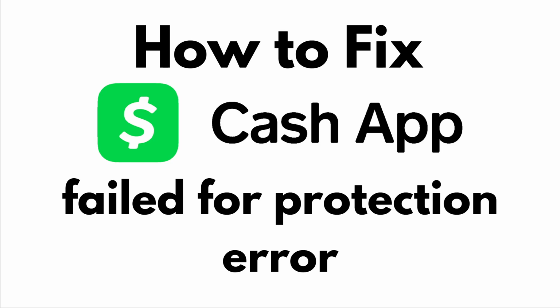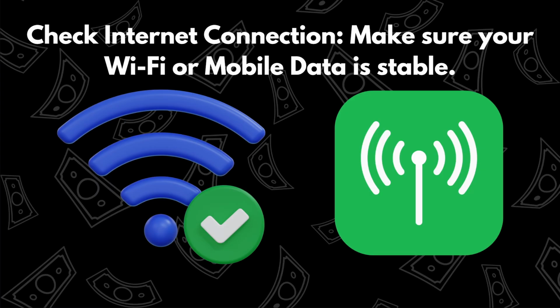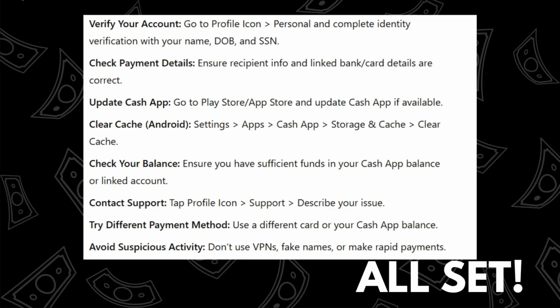So for today's video, I will be teaching you how to fix your Cash App "failed for my protection" error. So first, check your internet connection and make sure that your Wi-Fi or mobile data is stable if you're using this. And then, you just have to verify your account by clicking the profile icon on your Cash App and then just go to personal and complete identity verification with your name, date of birth, and SSN.